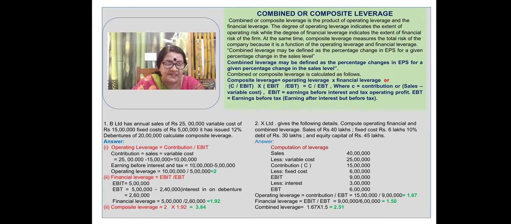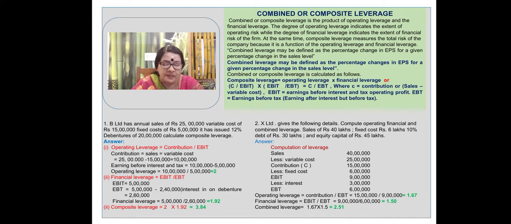The contribution is 10 lakh. From that we deduct the fixed cost of 5 lakh. It is given as fixed cost, not as interest. So 5 lakh is deducted, and we get earning before interest and tax, that is 5 lakh. So operating leverage is 10 lakh divided by 5 lakh, which comes to 2.